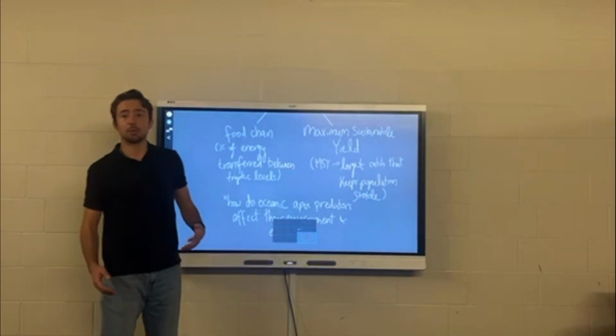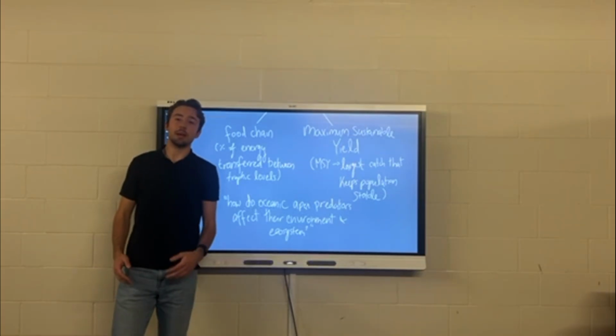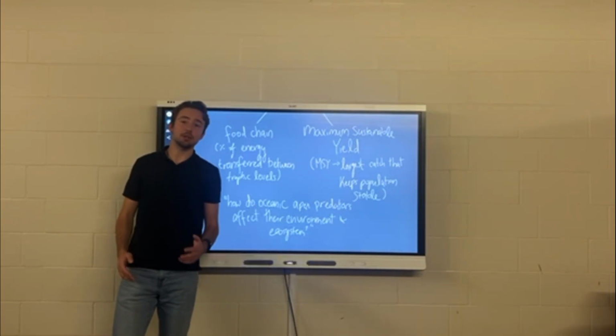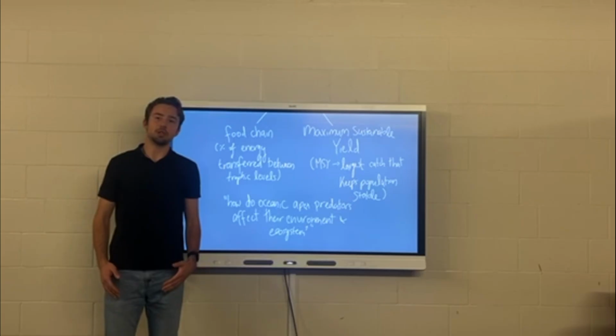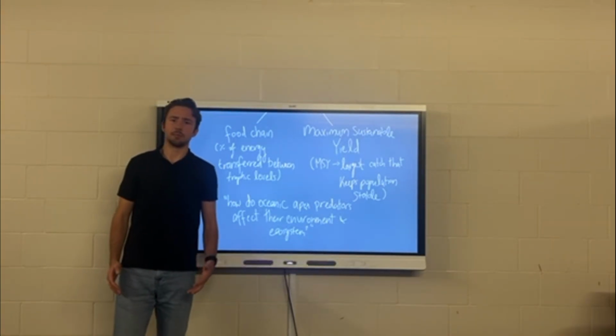So these two ideas work together. Food chain efficiency explains how energy supports life in the ocean, while MSY shows how humans can interact with that energy flow responsibly. Our group's focus was on determining how do oceanic apex predators affect their environment and ecosystem.